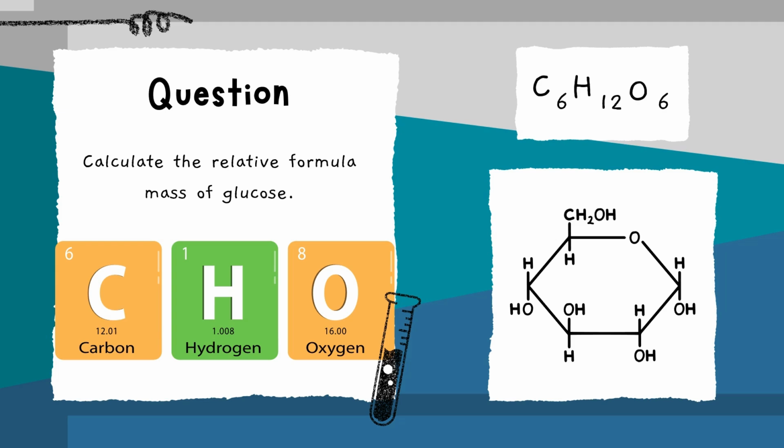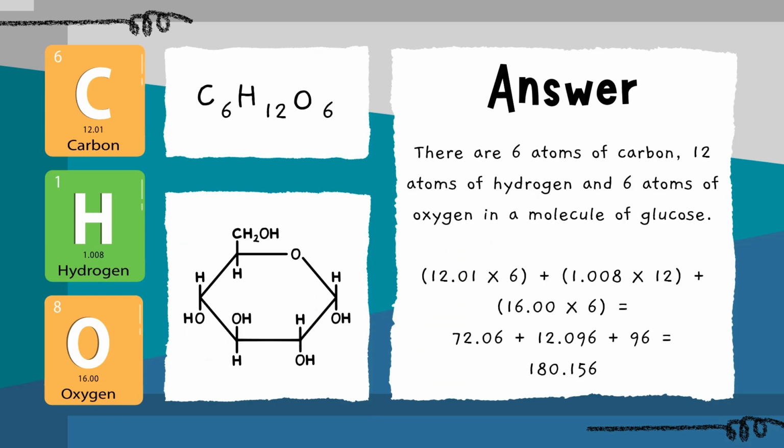Next question. Calculate the relative formula mass of glucose. Everything has been provided to you. Pause the video, calculate the answer and then check it. If your answer came out to be 180.156, well done. You have understood the concept.